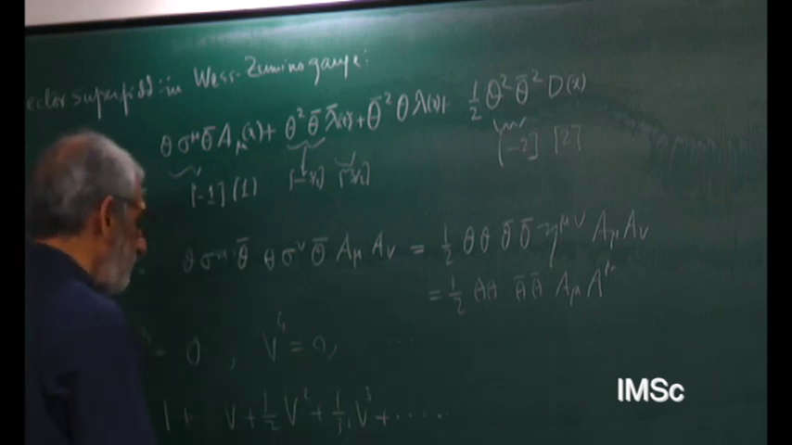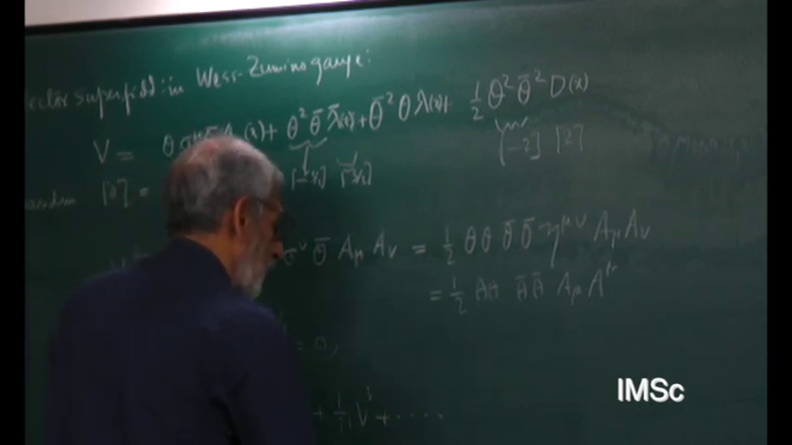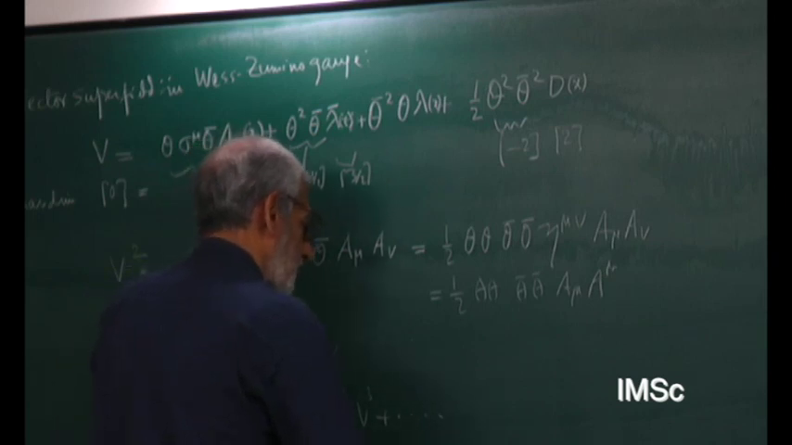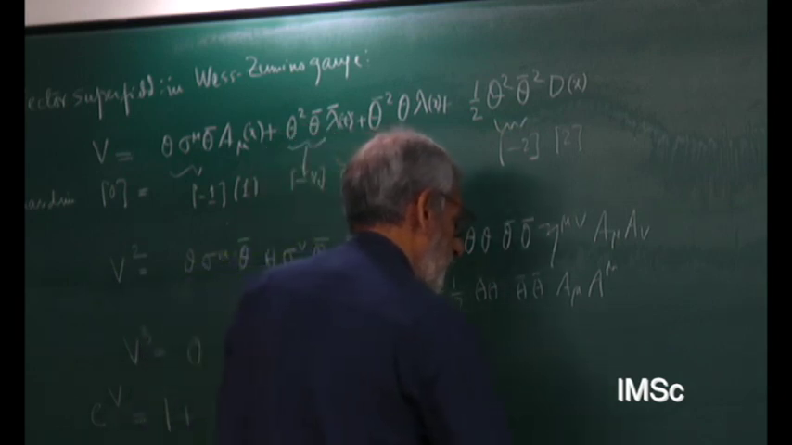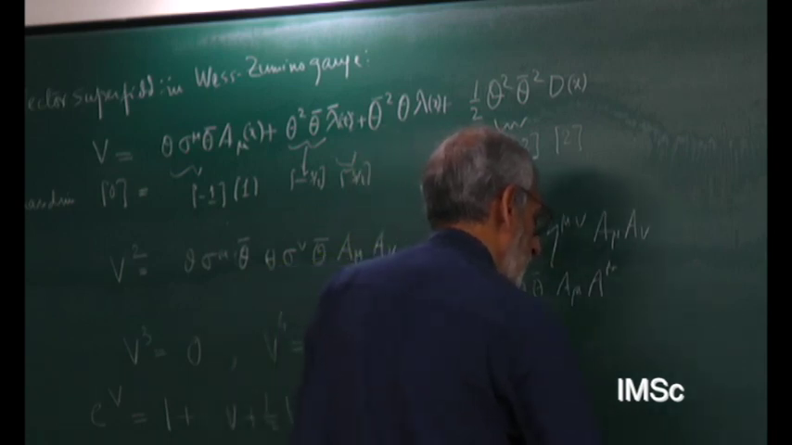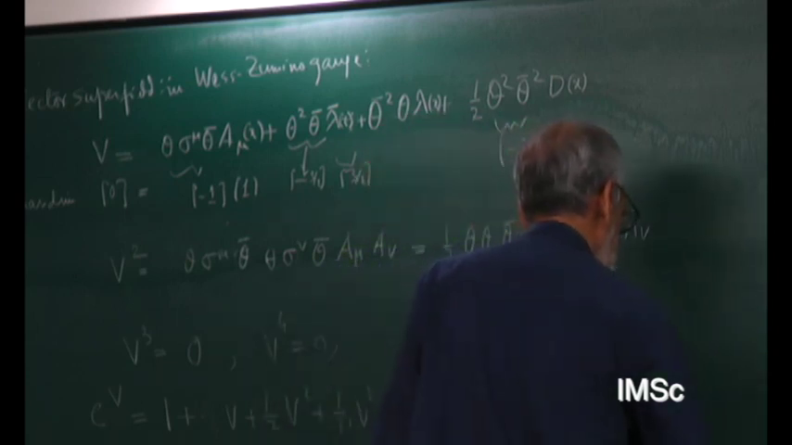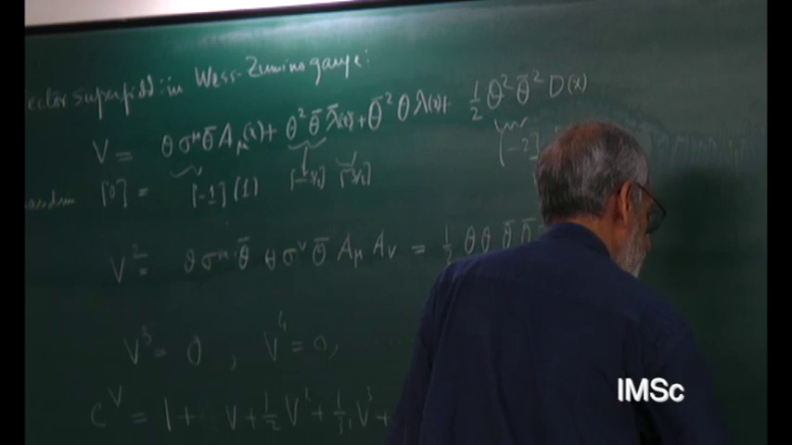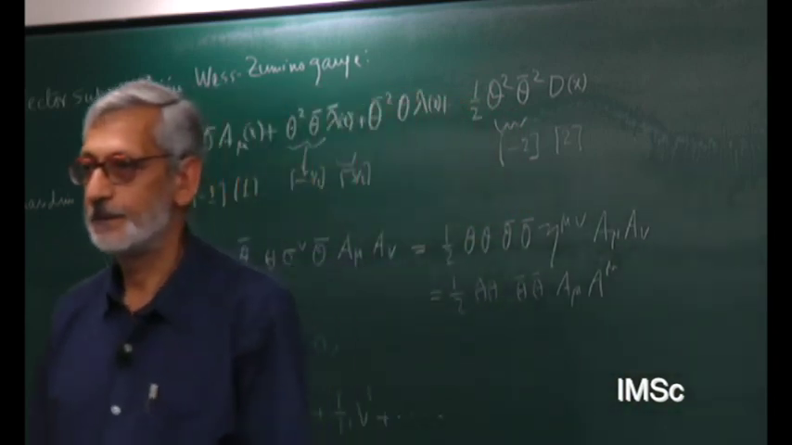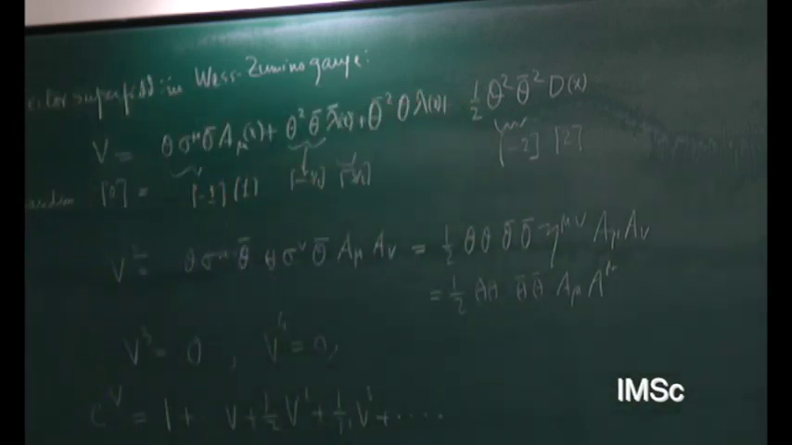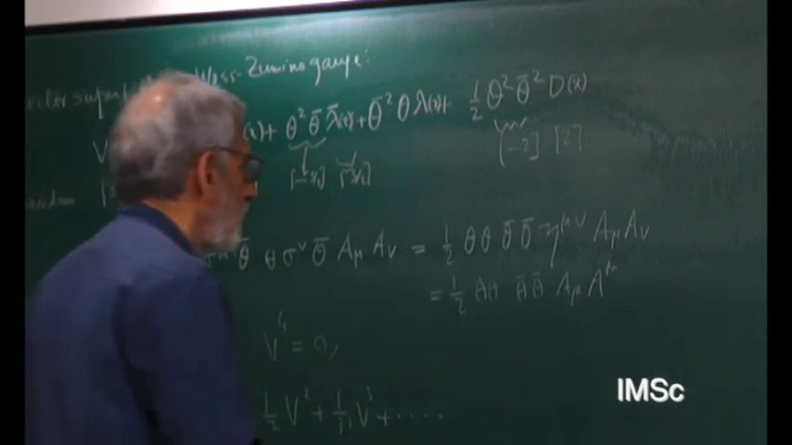And now we put back what V is here: theta sigma mu theta bar A mu plus theta square theta bar lambda bar plus theta bar square theta lambda plus half theta square theta bar square D. So this superfield, exponential of V, is also a real superfield. Since V is a superfield, it would have an expansion in terms of its components like this. Now keep this aside, we'll get back to using this property sometime.